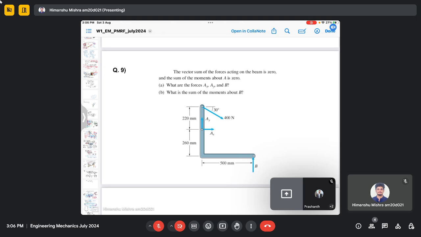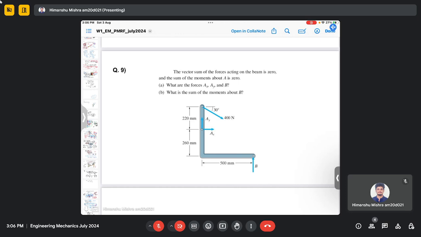Hello everyone, I am Himanshu, and we will start with what we left in the previous week. There was one question that I asked you to solve. So let's solve that question. The question is based on the same concept that we have discussed previous week.